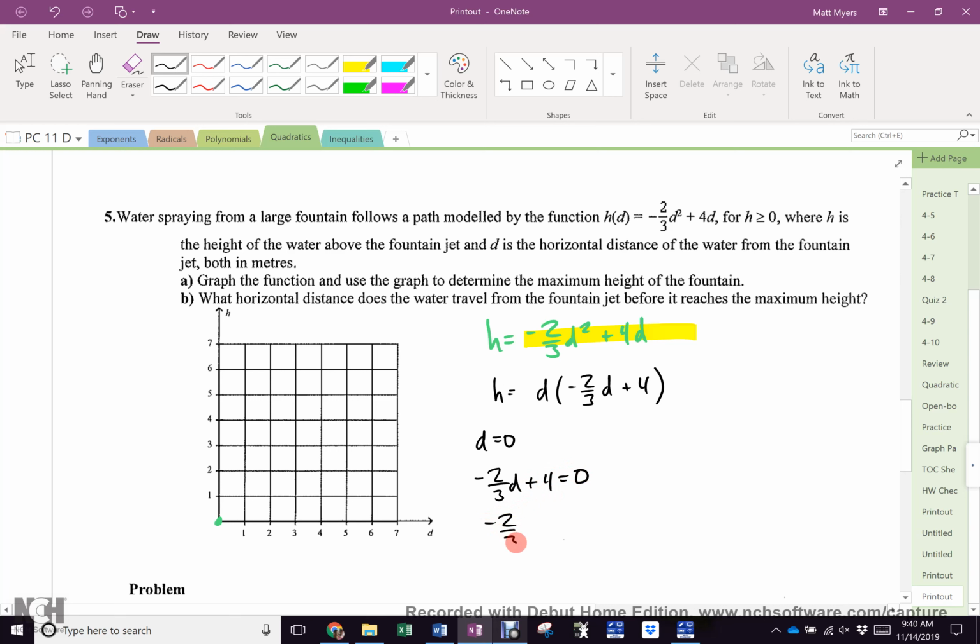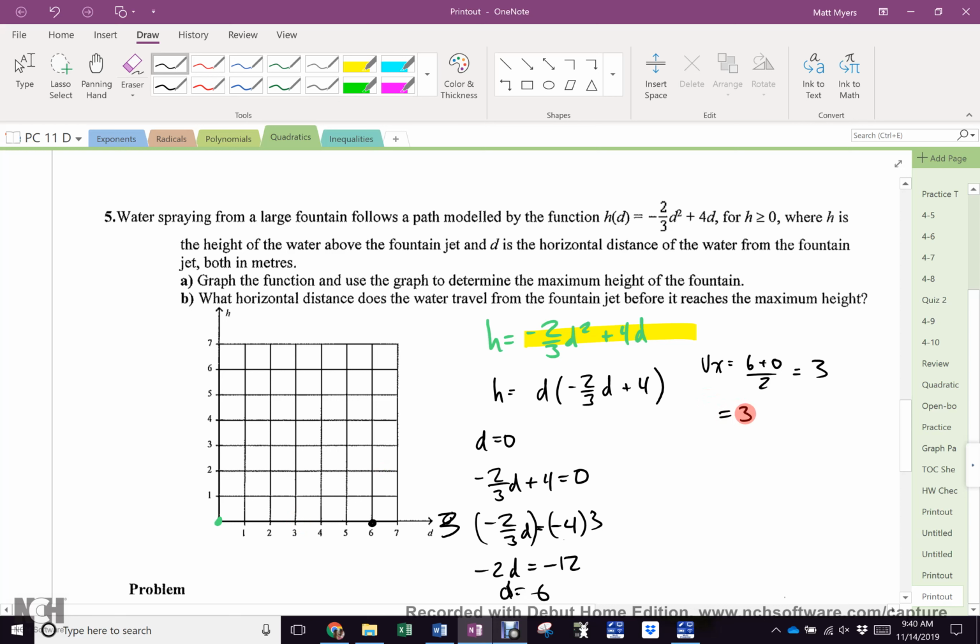So negative 2/3 d has to equal negative 4. Multiply by 3, negative 2d has to equal negative 12, because I multiplied both sides by 3 to get rid of the denominator. And then d equals 6. So my next root is d equals 6, which means I have my two roots, so my vertex is right in the middle. Vertex x equals (6 plus 0) divided by 2, which equals 3. So there's my vertex x equals 3.